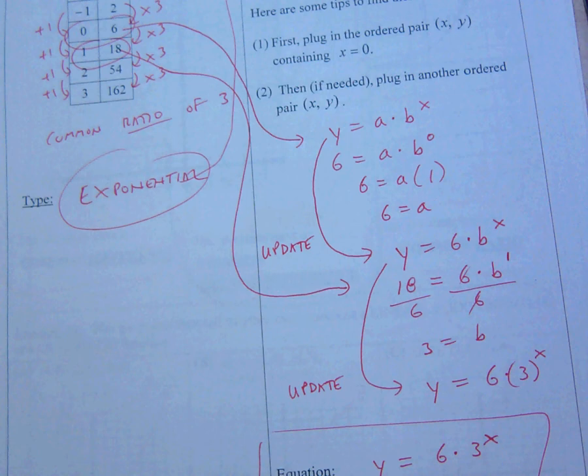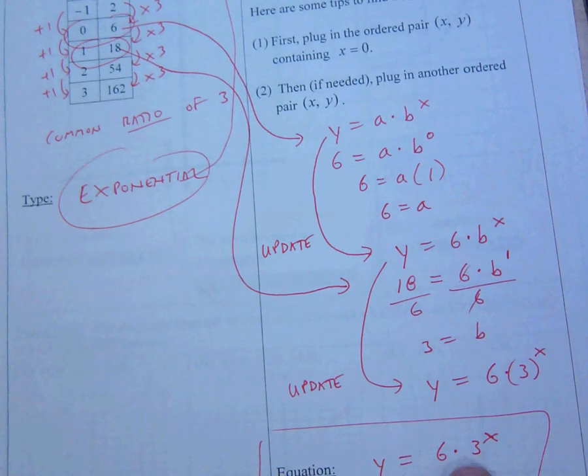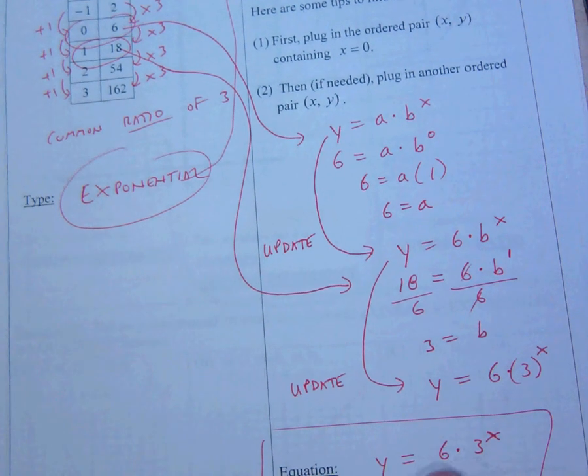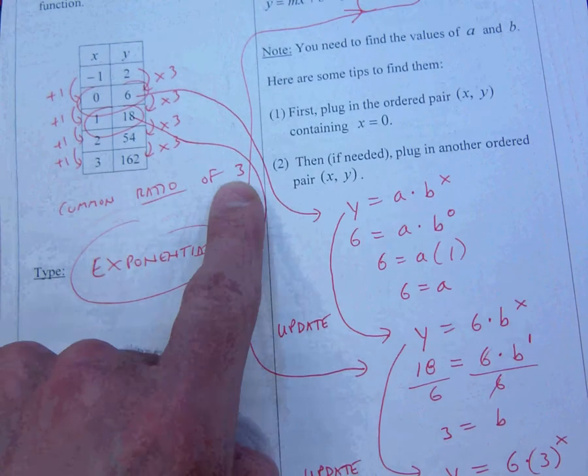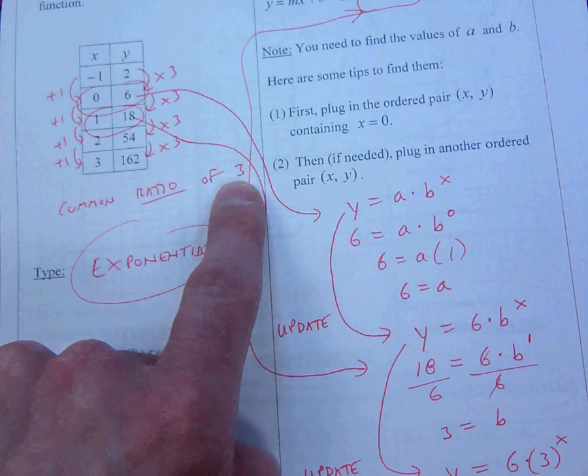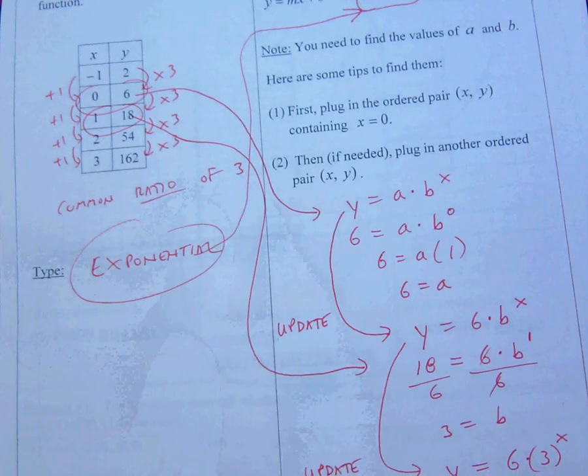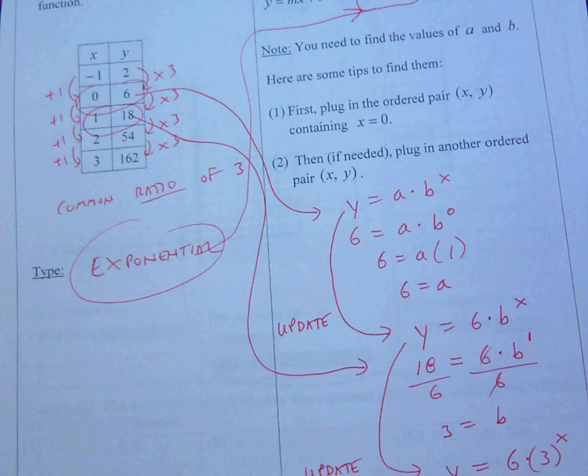We wrote these equations first semester. What do you notice? What's the 6? The 6 is your y-intercept. What's the 3? The 3 is your common ratio. So if you want to use it that way on the test, I'm fine with that.